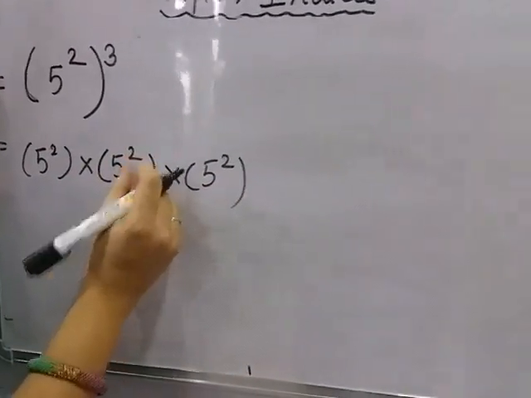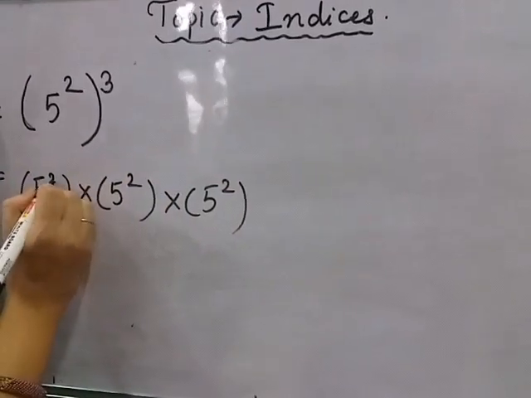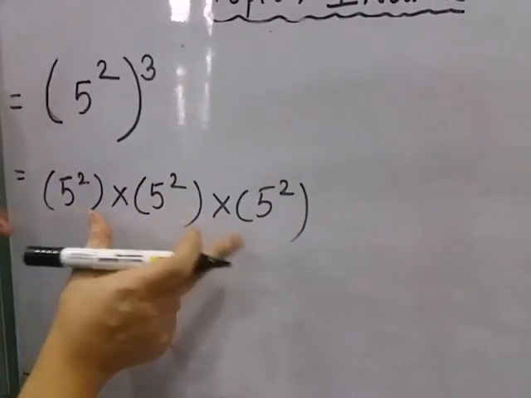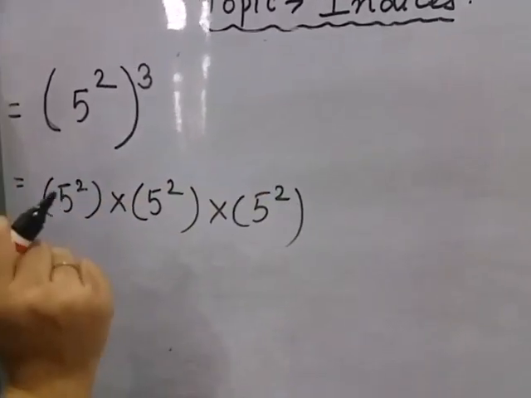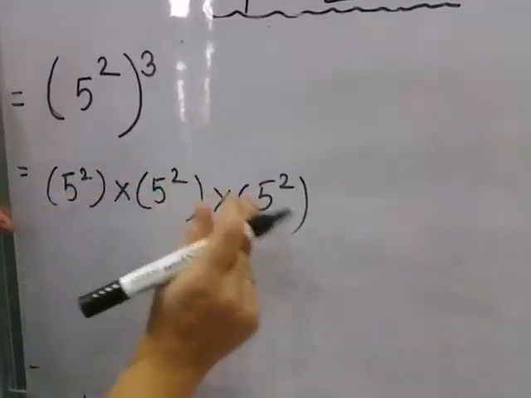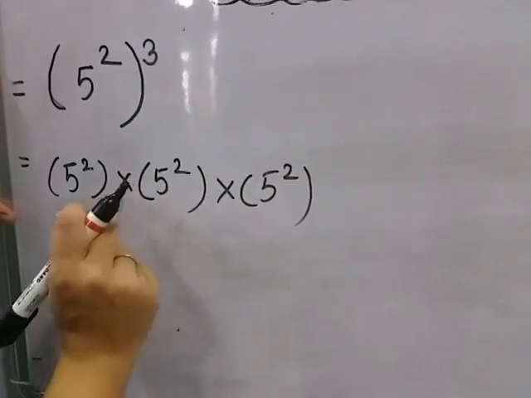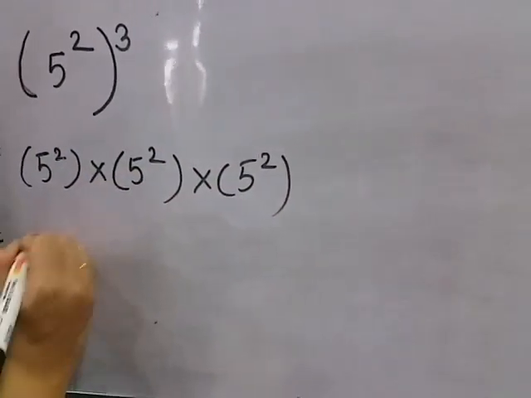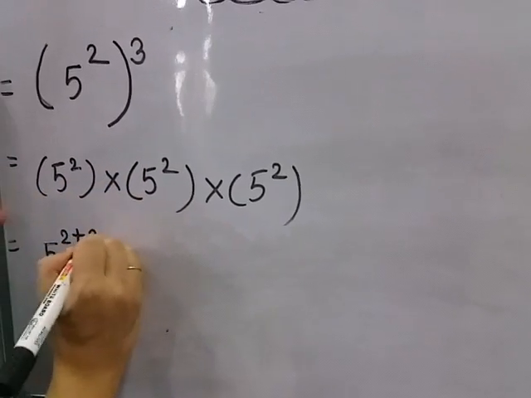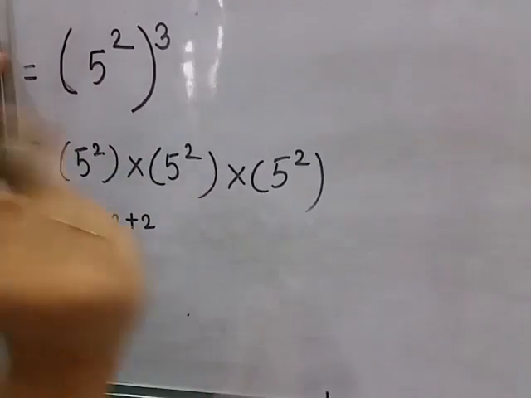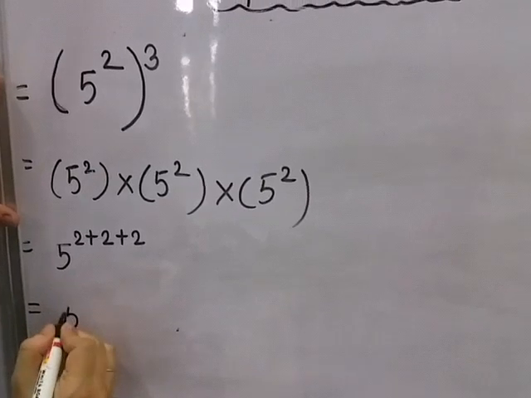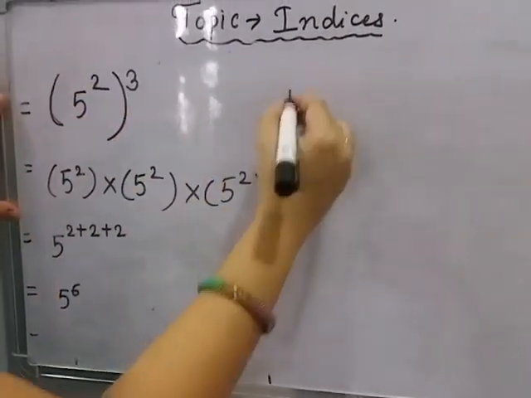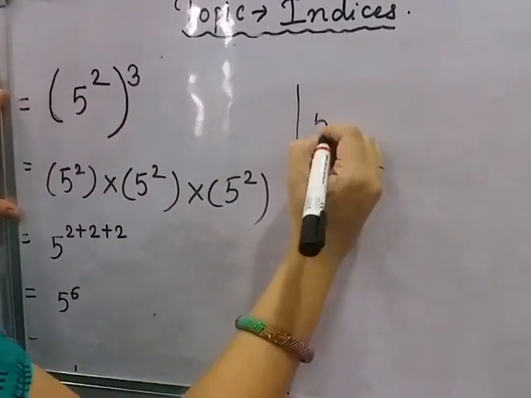So it shows that now what we used in the first law of indices: the bases are the same and the index is different. Whenever the bases are the same and there is a multiplication sign, we are going to add the index. So what are we going to do? 2 plus 2 plus 2 according to the first law of indices. So what is the answer we are going to get? 5 raised to 6. Again we'll compare these two, whatever the question is.